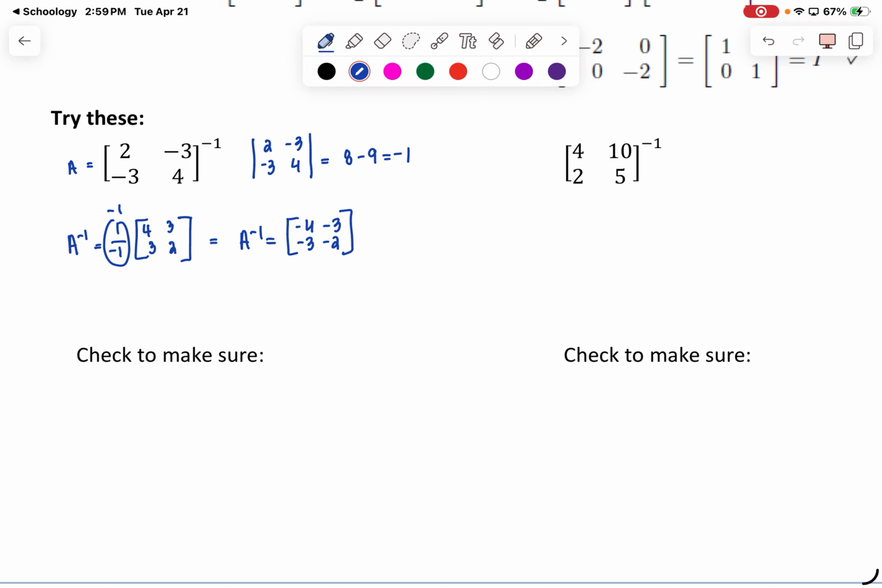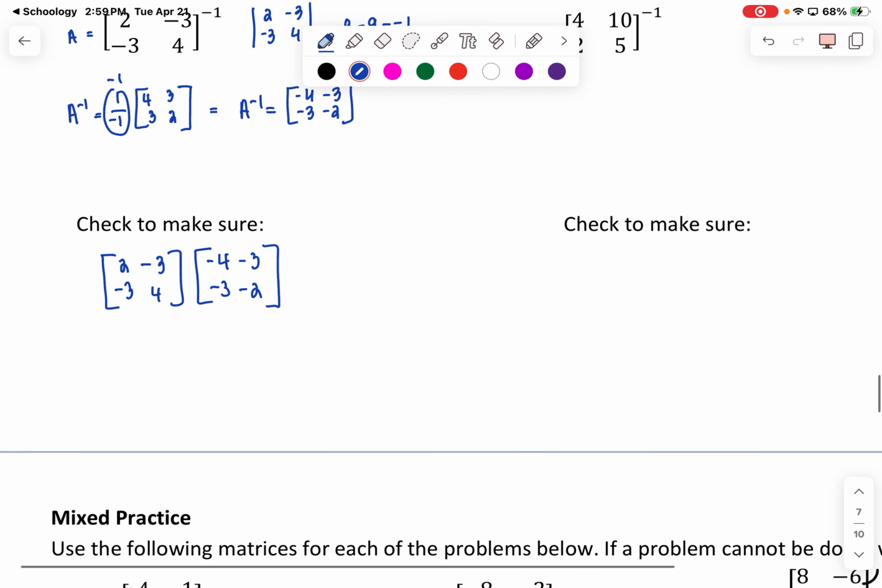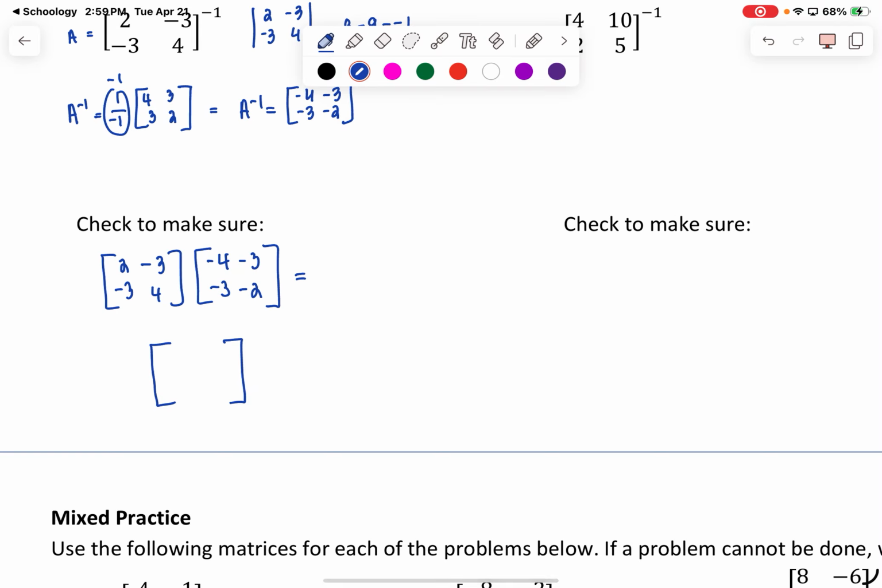You'll see why. So let's try to see if this works. So you don't have to do it both ways, but you can. Okay, I'm just going to do it one way. 2, -3, -3, 4. And then my matrix I got was -4, -3, -3, -2. All right, I should get a 2 by 2. That's 1, 0, 0, 1. Row 1 times column 1, right? Row 1 times column 1. That is -8 plus 9. Sorry, minus 9. No, yes, -8.